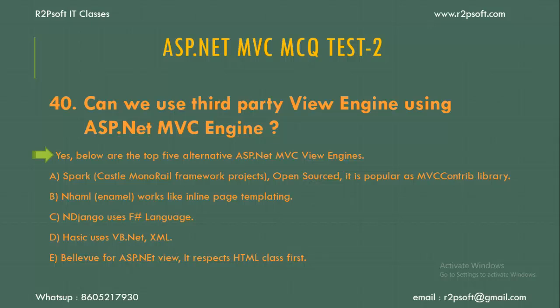B. NHaml works like inline page templating. C. NDjango uses F# language. D. Hasic uses VB.NET XML. E. Bellevue for ASP.NET view. It respects HTML class first.